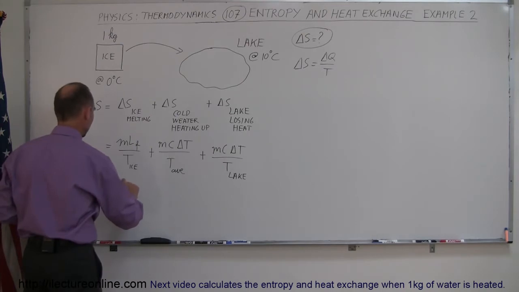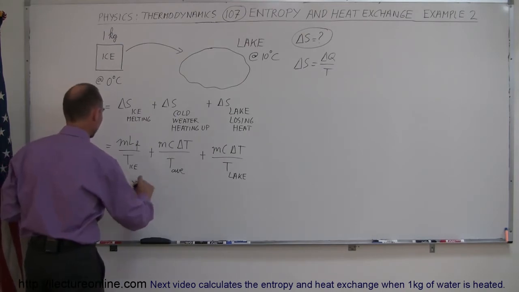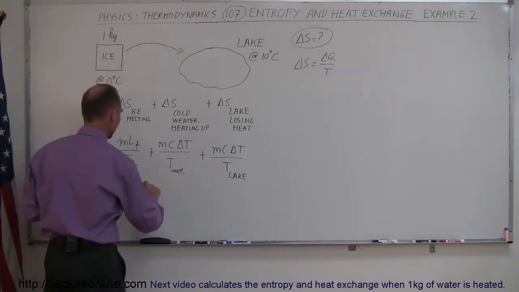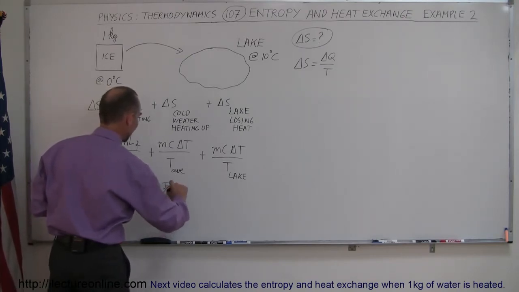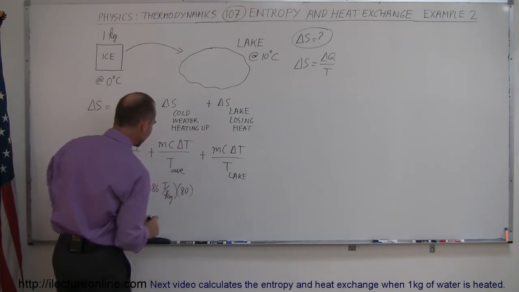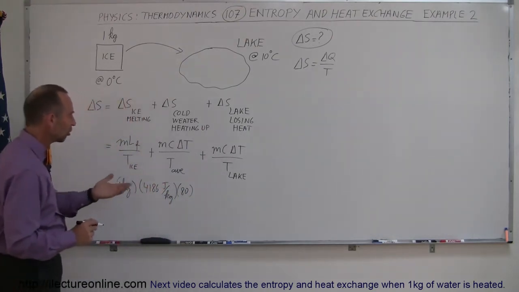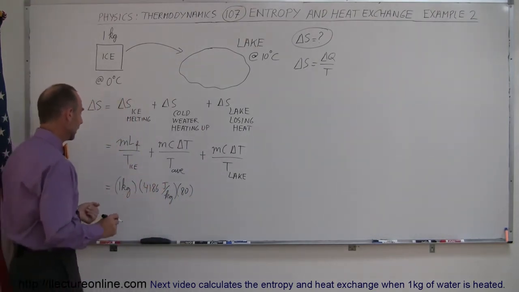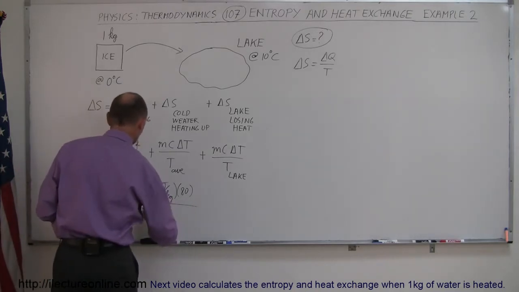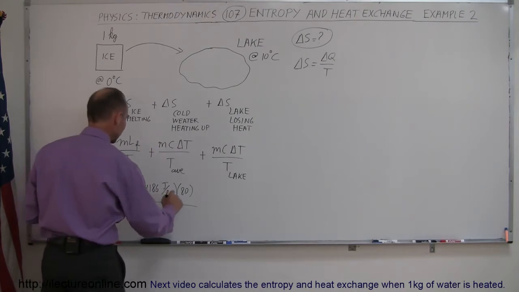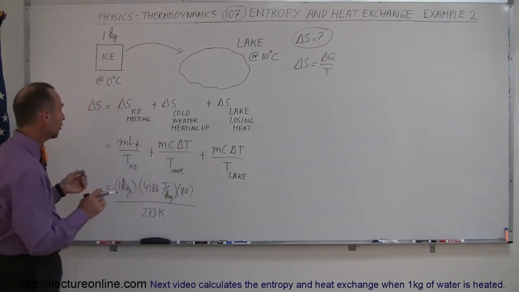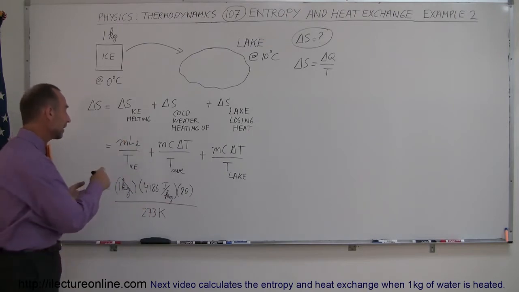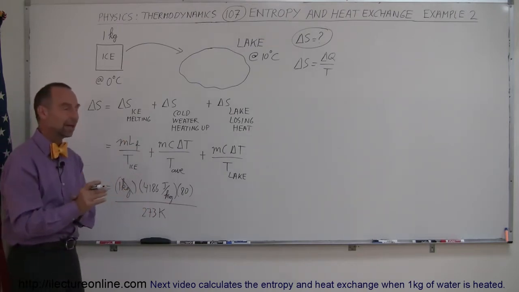We have 1 kilogram times the latent heat of fusion, which would be 4,186 joules per kilogram times 80. That was the latent heat of fusion for water changed into ice or ice changed into water. And then we divide that by the temperature of the ice, which is 273 Kelvin. Notice that the kilograms cancel out and we're left with joules per Kelvin, which are the proper units. Now, since the ice is receiving the heat, that is definitely a positive mL sub F.